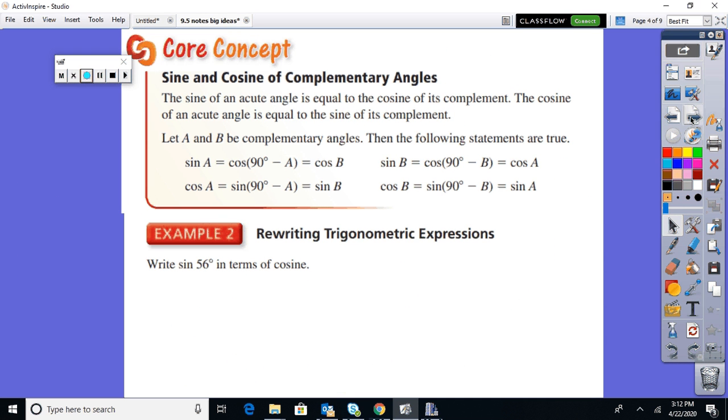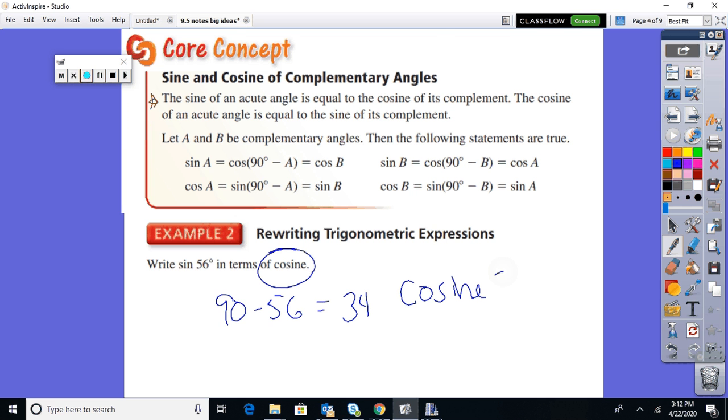All right, and here's that illustrated further. It's a core concept. Sine and cosine of complementary angles. The sine of an acute angle is equal to the cosine of its complement. So the first sentence there illustrates it. So real quick, if I look at example 2, the sine of 56 in terms of cosine. Oh, okay. Well, all I have to do is subtract 56 off of 90, find its complement. So then the sine of 56 is the same as the cosine of 34. Beautiful.